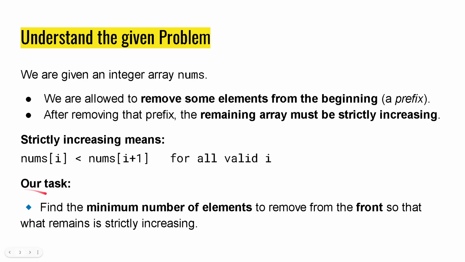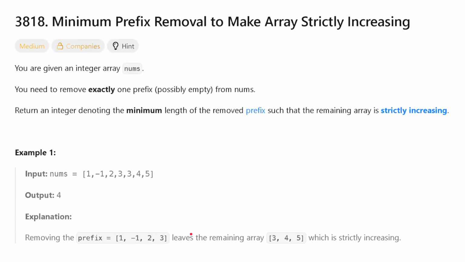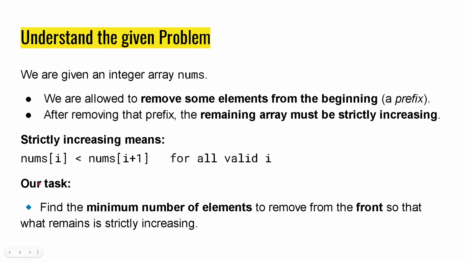What is our task? We have to find the minimum number of elements to remove from the front so that what remains is strictly increasing. If you come back here, the size of the prefix is 1 2 3 and 4, and that is why the answer is 4. So this is what is given in the question: we have to find the minimum number of elements to remove from the front so that the remaining is strictly increasing.